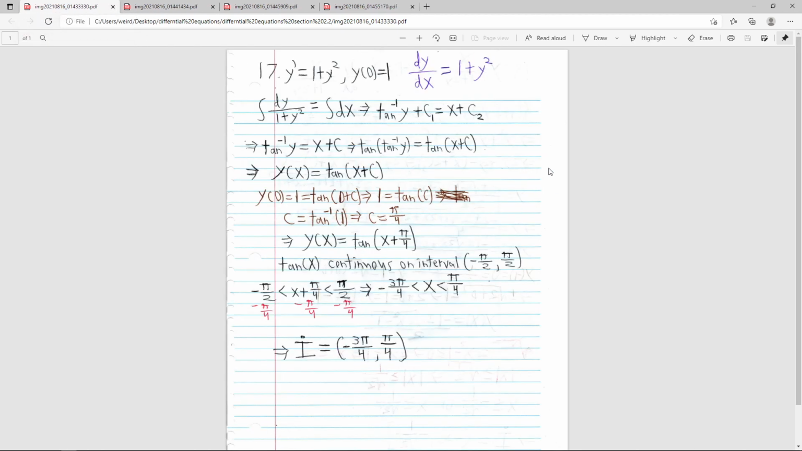So y prime equals 1 plus y squared, y of 0 equals 1. Again, you can tell that trying to make those exponentials can't be simplified. So you can just quickly do dy dx equals 1 plus y squared.